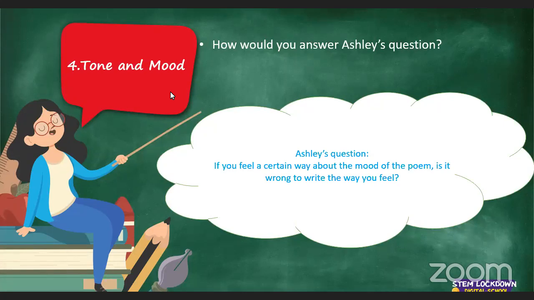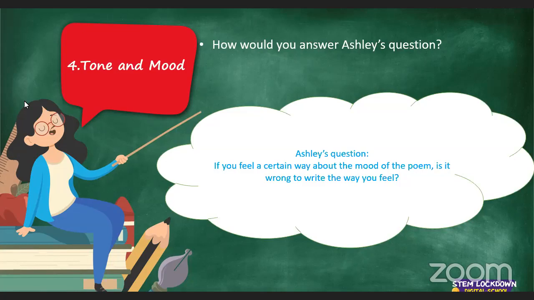And then with mood, it has everything to do with you, how you feel while you are reading the poem, how it's making you feel. That is the mood of the poem, okay? So it is not wrong to write how you feel. It's very correct to write how you feel, because the mood has everything to do with how you feel, okay? So when you're doing poetry, don't just expect answers to come from the teacher. You need to learn to read poetry and use the tools that I have just given you in analyzing poetry, okay?